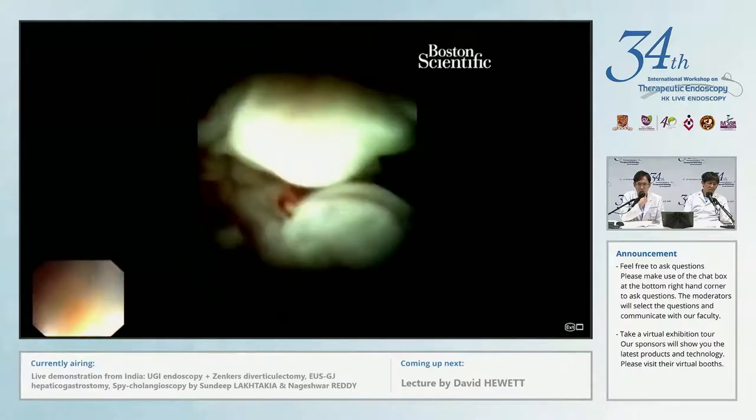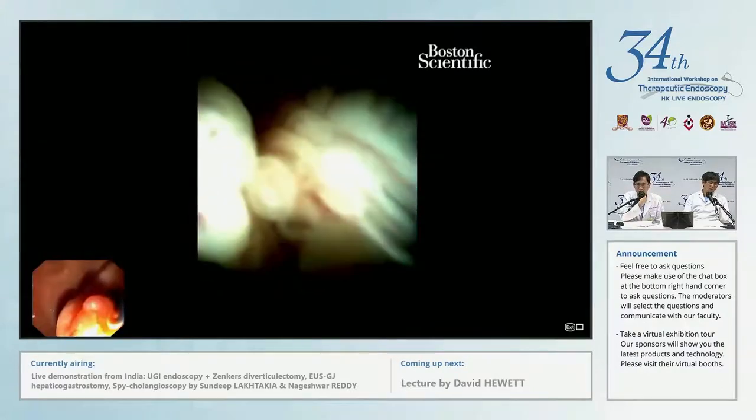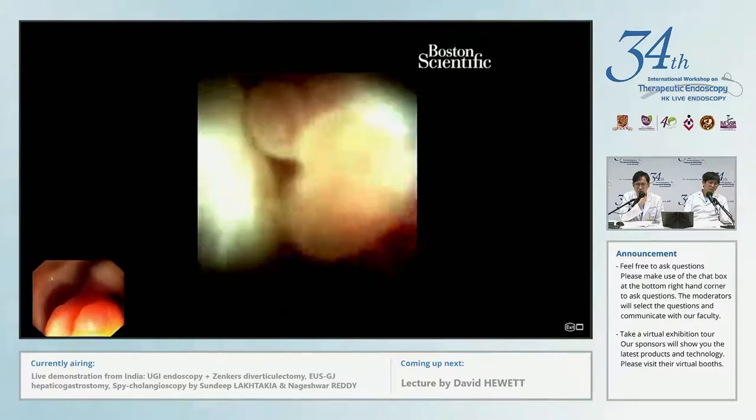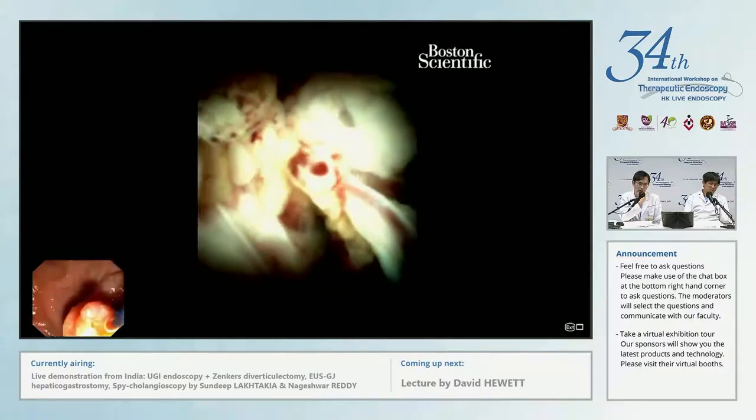So I'm now actually in the mid part. I'm just coming down to the junction of the CHD and CBD, and still you can see this very long tumor.